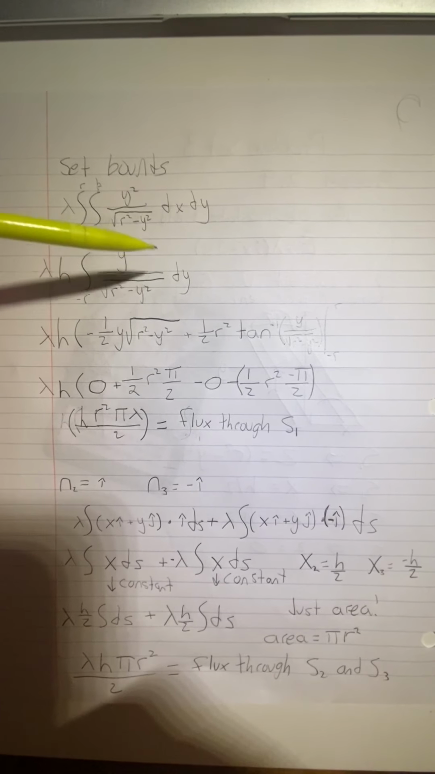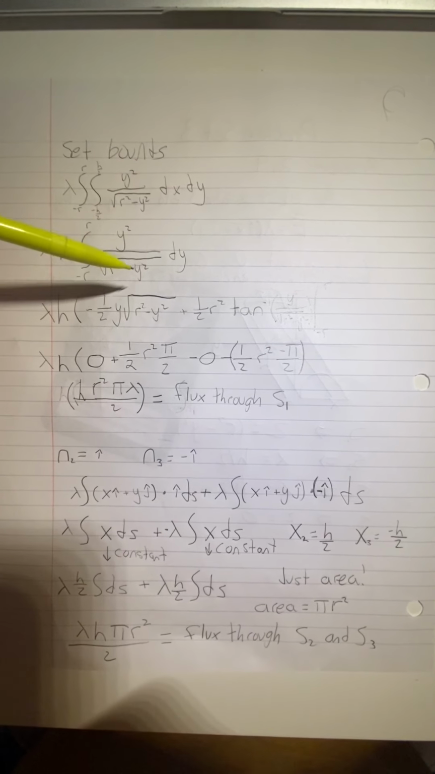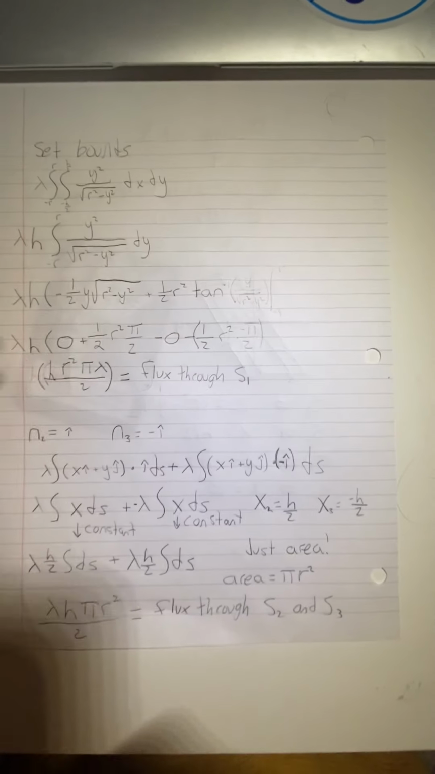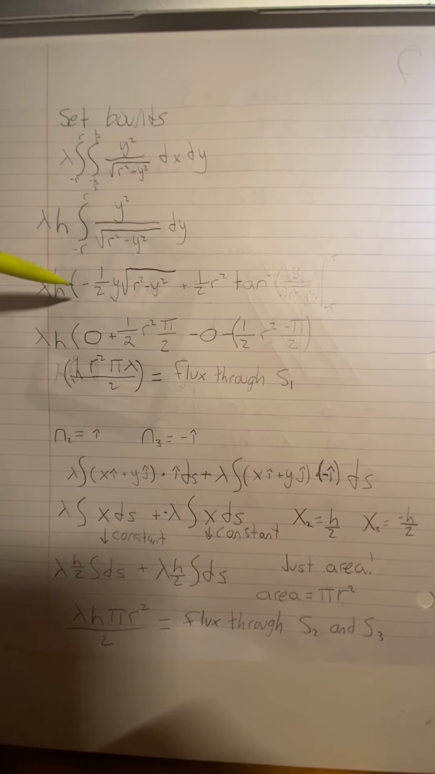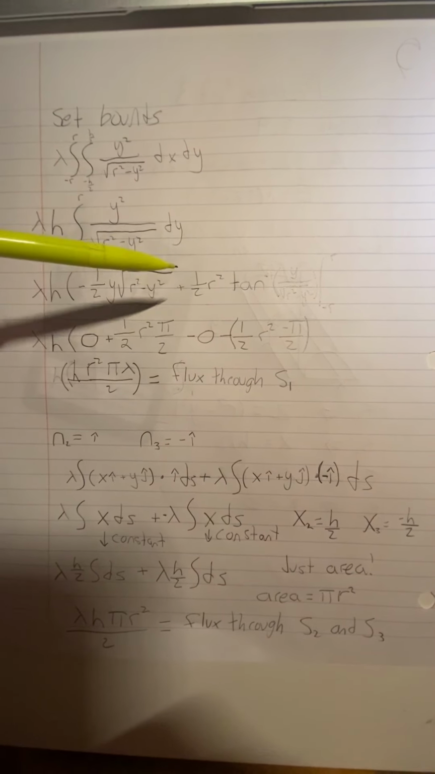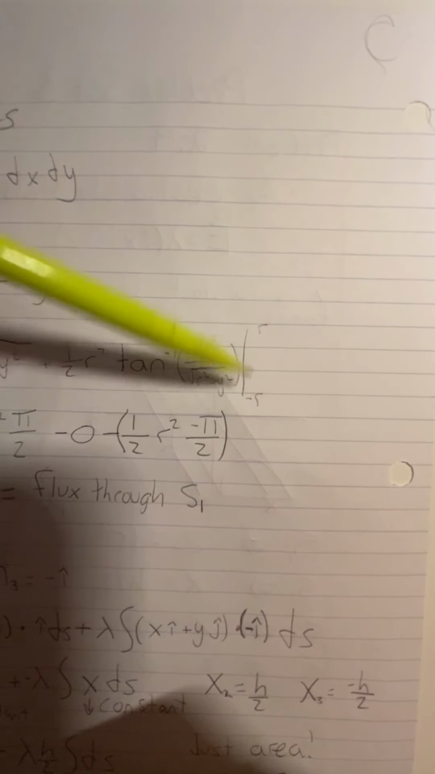So then we get this, and then this integral was given to us with the rest of the homework. That integral gives you this form here, which is kind of hard to see in this glare. So lambda h equals negative 1/2 y root r squared minus y squared plus 1/2 r squared, inverse tangent of y over root r squared minus y squared, from negative r to r.